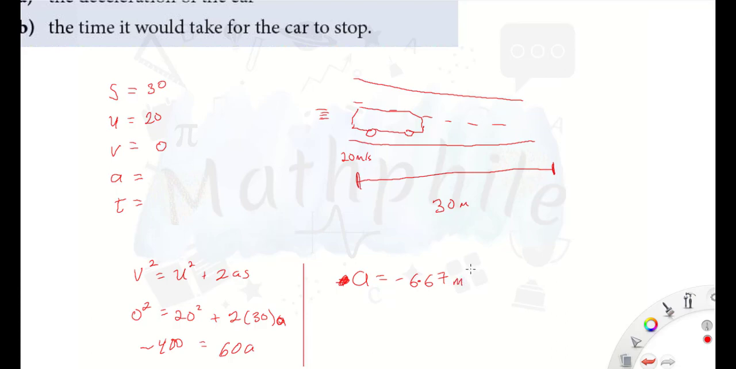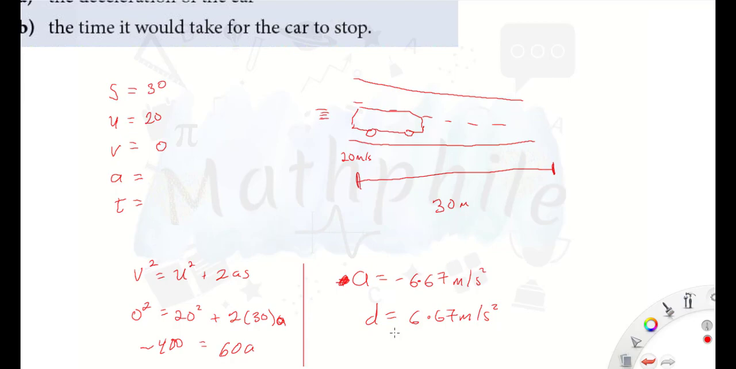Yes, this is the acceleration. The acceleration is negative 6.67 meters per second squared. What is the deceleration? It is 6.67 meters per second squared. It's good to know the difference between them. So this is deceleration and this is acceleration. The acceleration is negative 6.67 meters per second squared. The deceleration is 6.67.